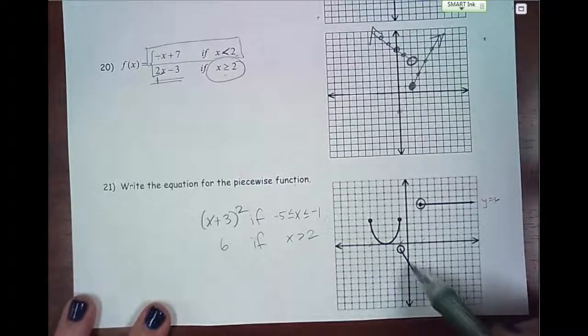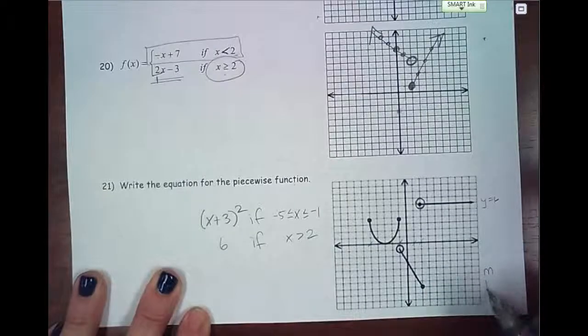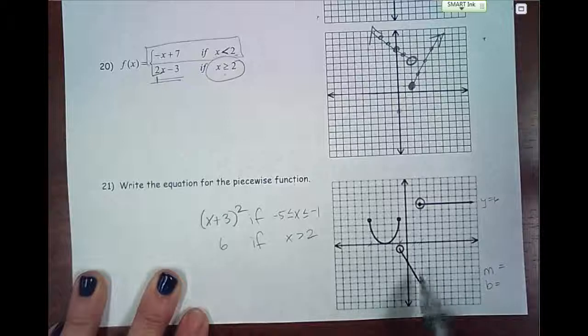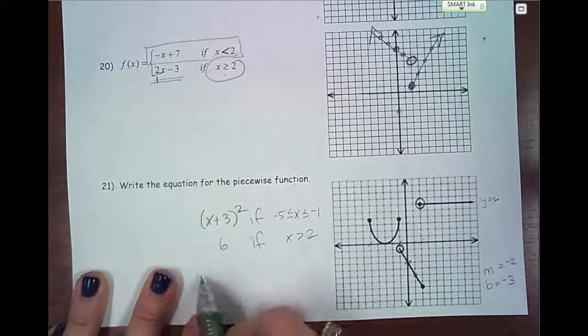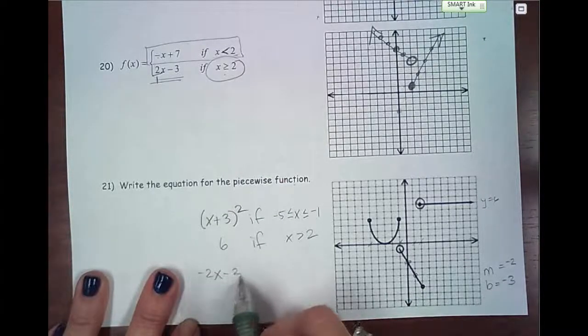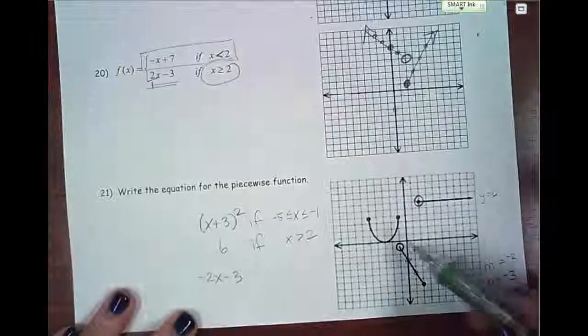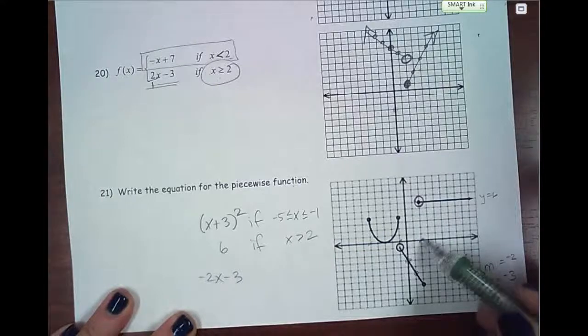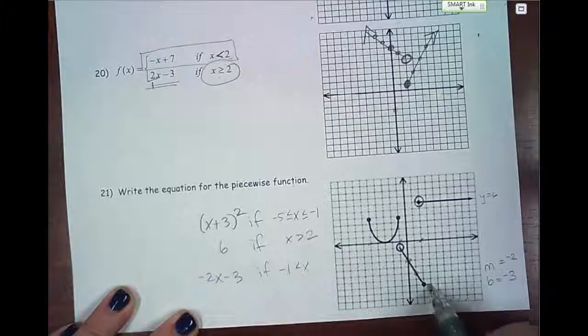Now this is the hardest one because it's a line. Remember, to write an equation of the line, we need the slope and we need the y-intercept. The slope is, looks to me like if I pick this point and this point, they went down 2, right 1. -2. And the y-intercept is -3. So my line would just be -2x minus 3. For my restrictions, I went from -1 to 2. Open, enclosed.